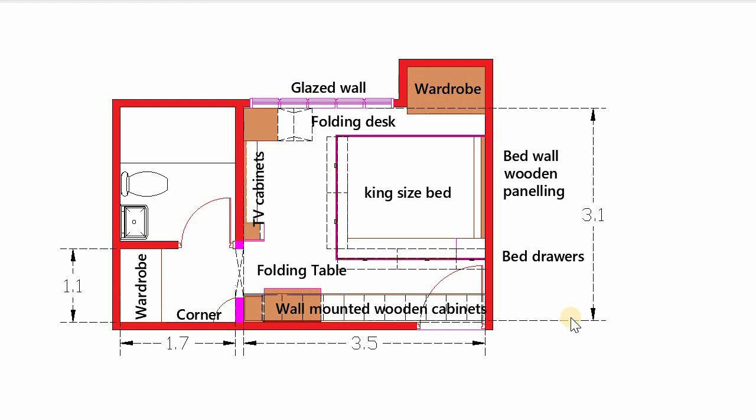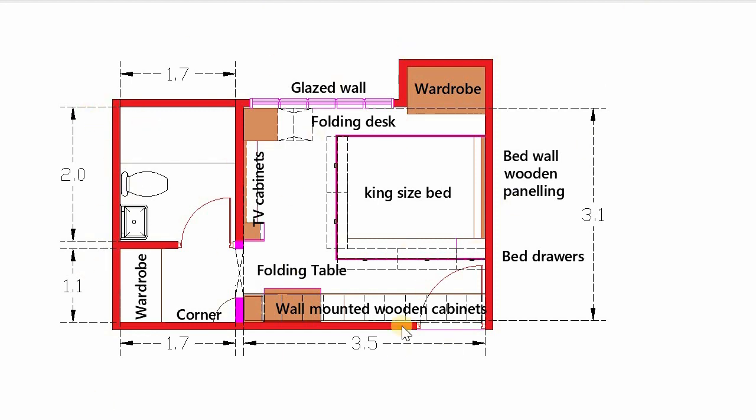So in this video I'm going to explain how to design a bedroom with proper interiors. The example that I have taken is a bedroom which has a size of 3.5 by 3.1 meters, whereas the size of the dress area is around 1.7 by 1.1 meters, and also the size of the toilet is 1.7 by 2.0 meters. So let's begin with the details of the design.